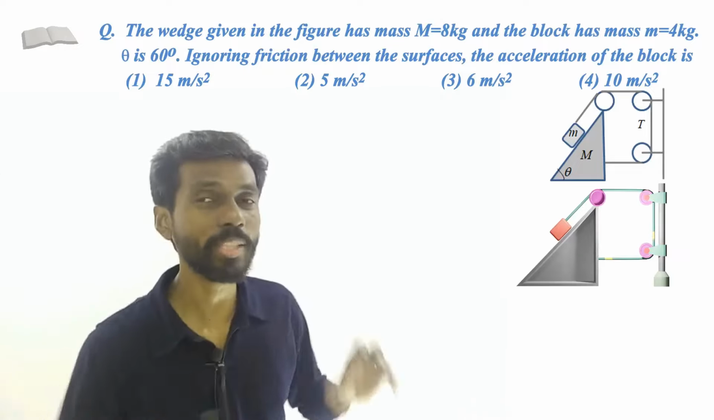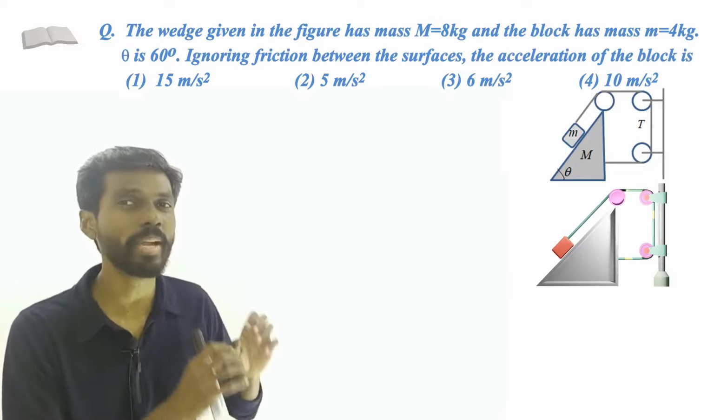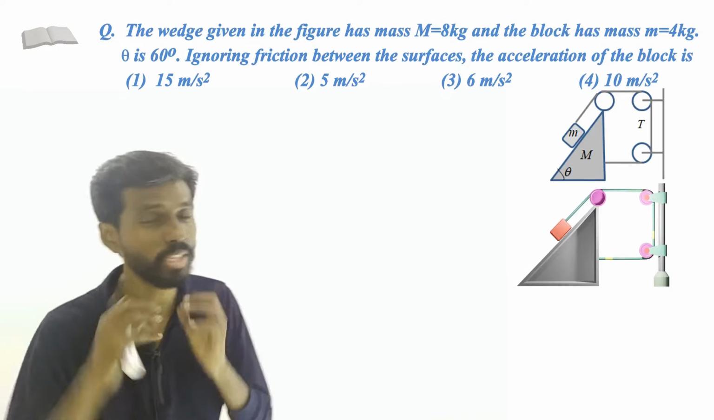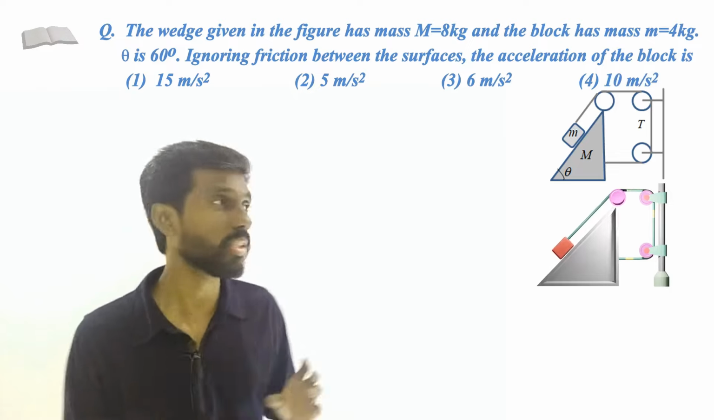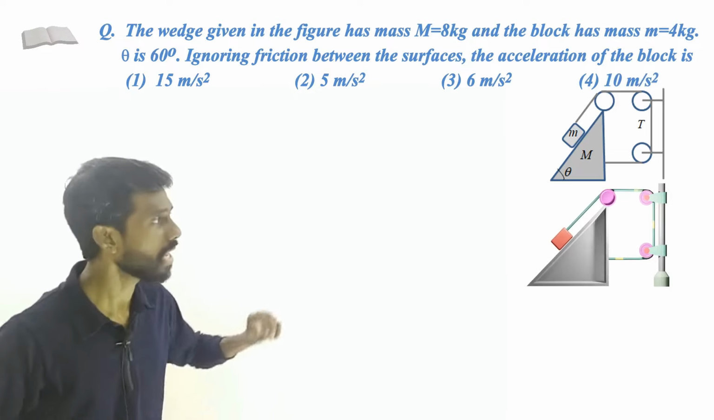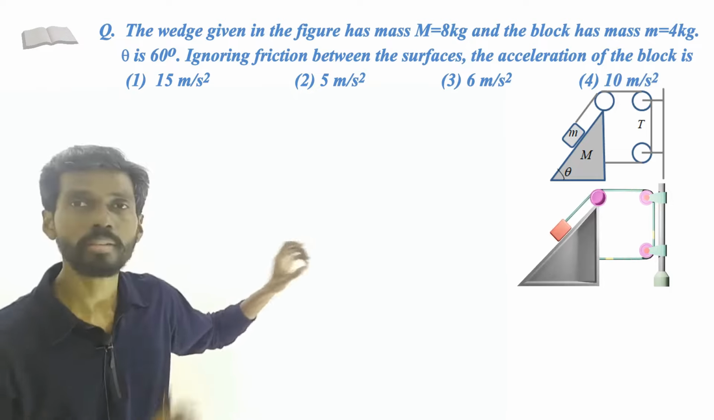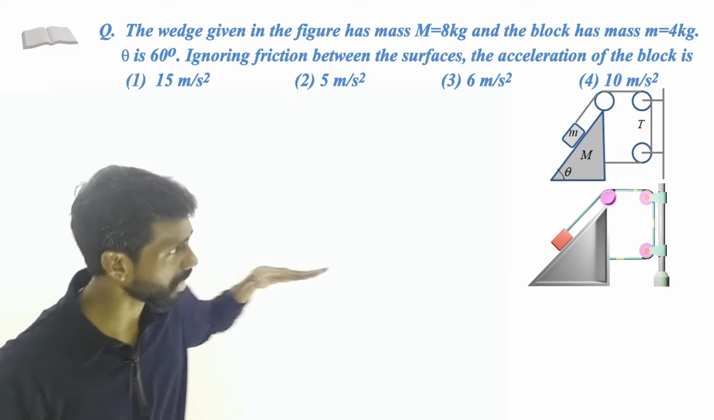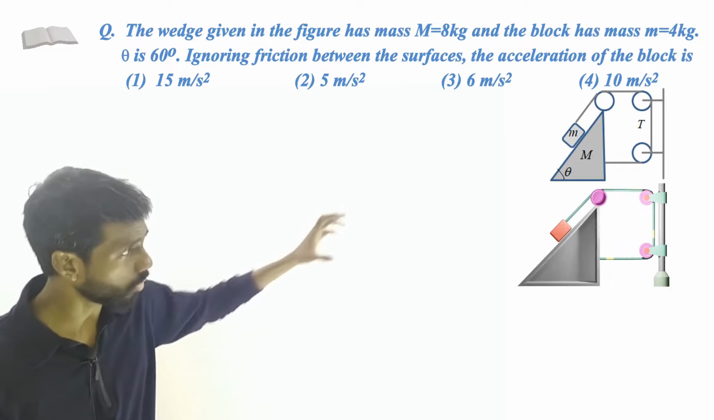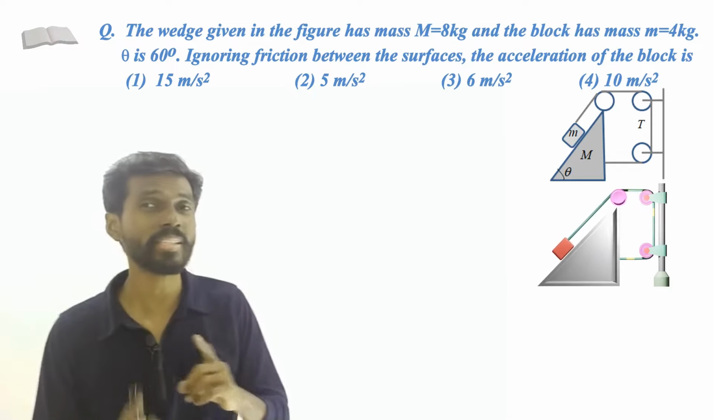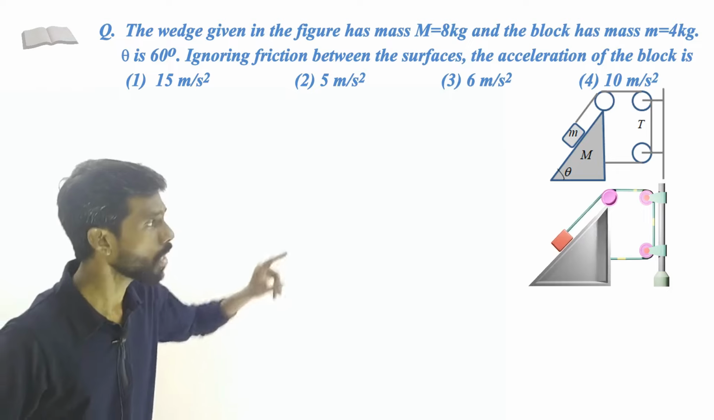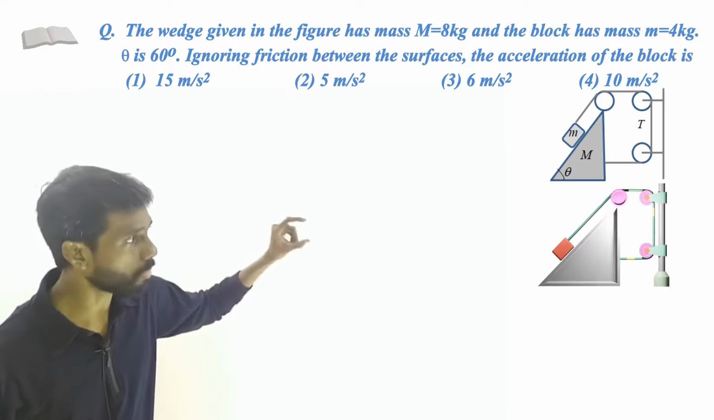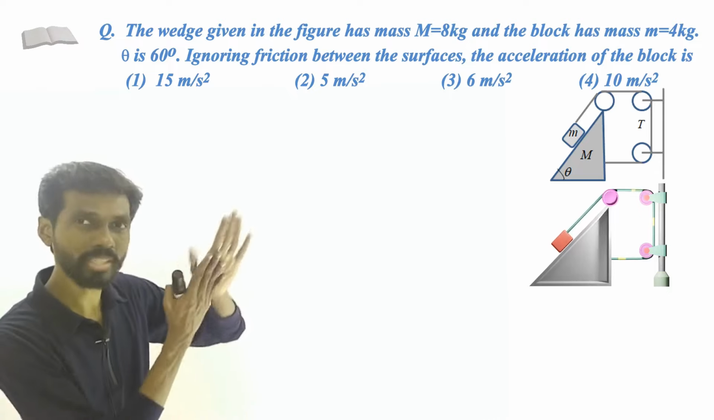Here a block is placed over a wedge and these things are connected by a string. See, this is a question of constrained motion, right? We have to first find the relation between the accelerations of these two objects, right? Yes. Now, you see, this wedge will move only in the horizontal direction, right? Suppose it moves in this direction, that block will move in the downward direction, but it has acceleration in two different directions. Remember, if the wedge moves in the horizontal direction, this block will also move in the horizontal direction because they are always in contact.